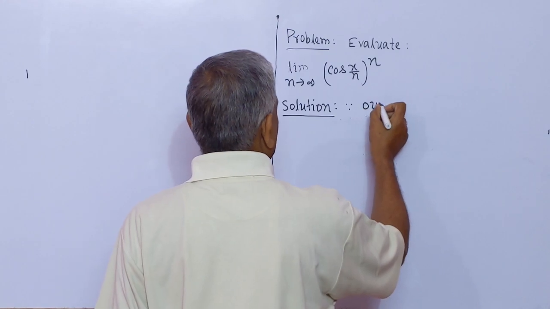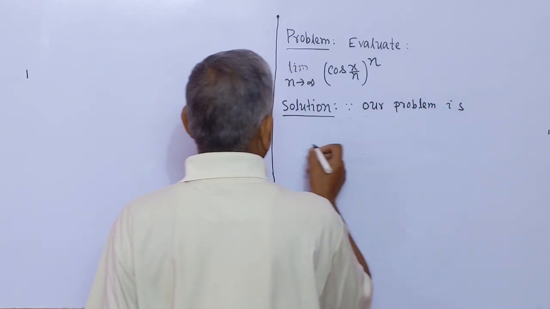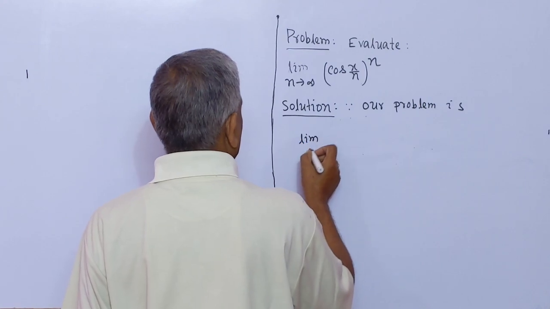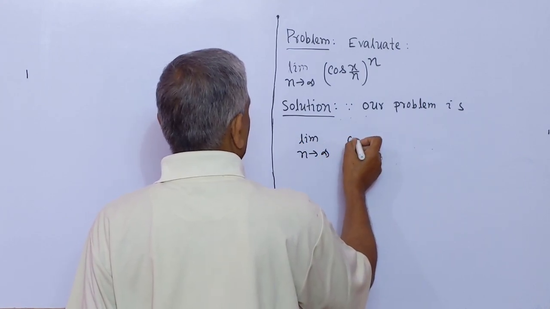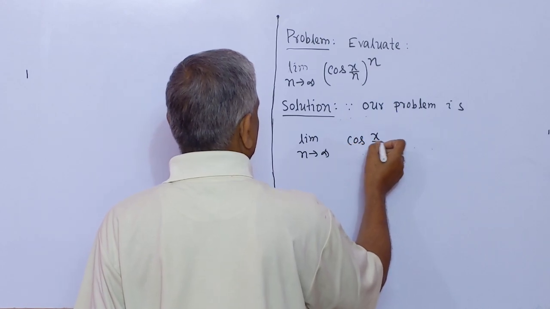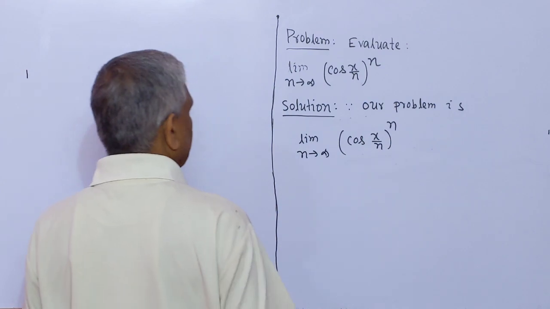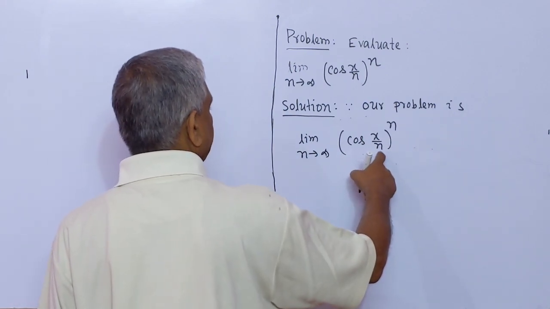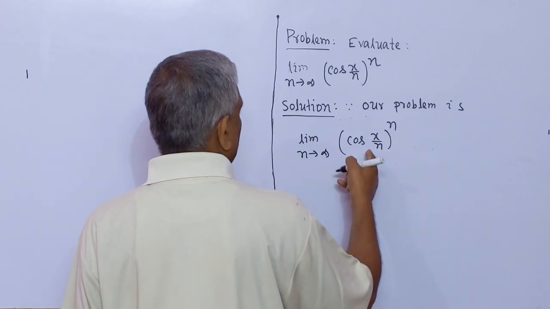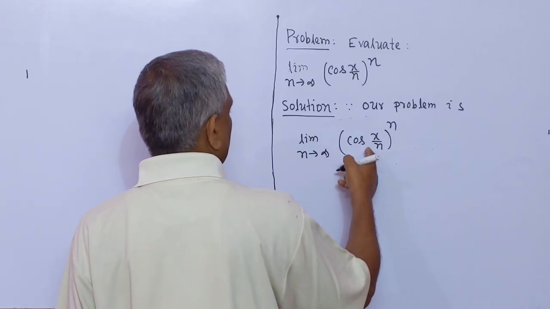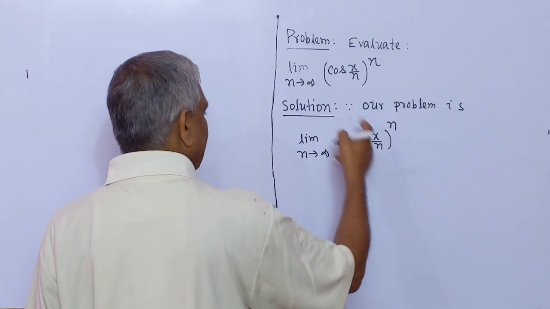Our problem is limit n tends to infinity (cos x by n) whole to the power n. Here n tends to infinity, so x by n tends to 0. So we may expand cos x by n in powers of x by n.